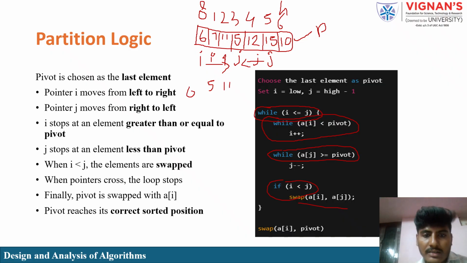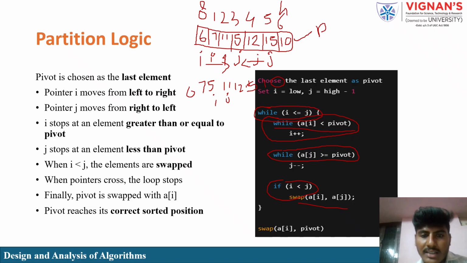The elements are now 6, 7, 5, 11, 12, 15 and 10, with index i and index j at these positions, and the pivot is 10 only. Check the condition i less than j. Yes, the i index is at the second position and the j index is at the third position, so we run the loops again.